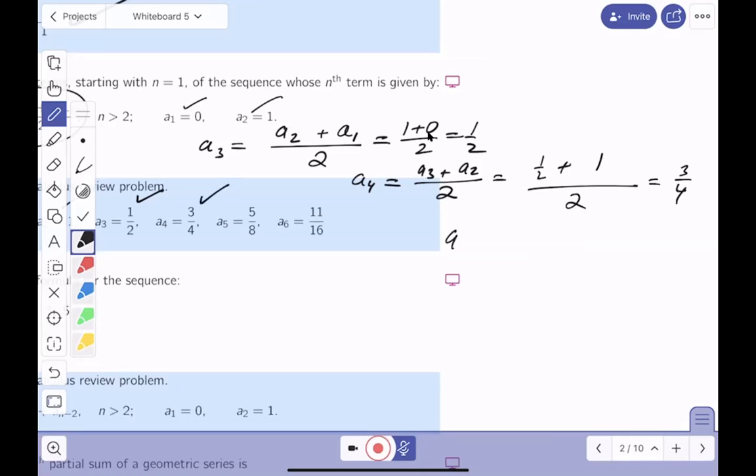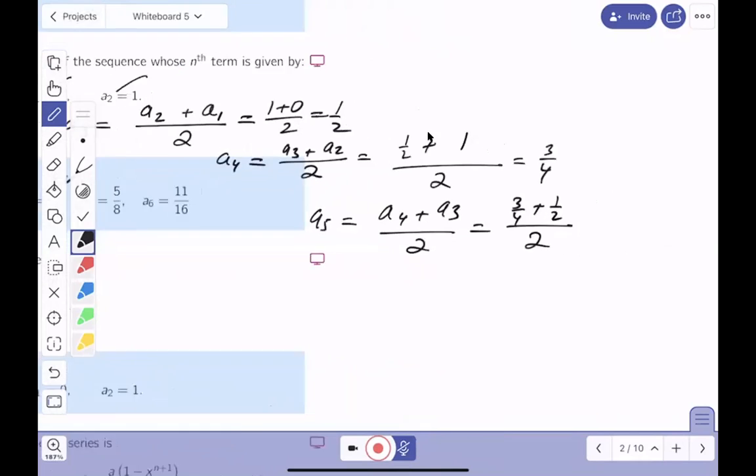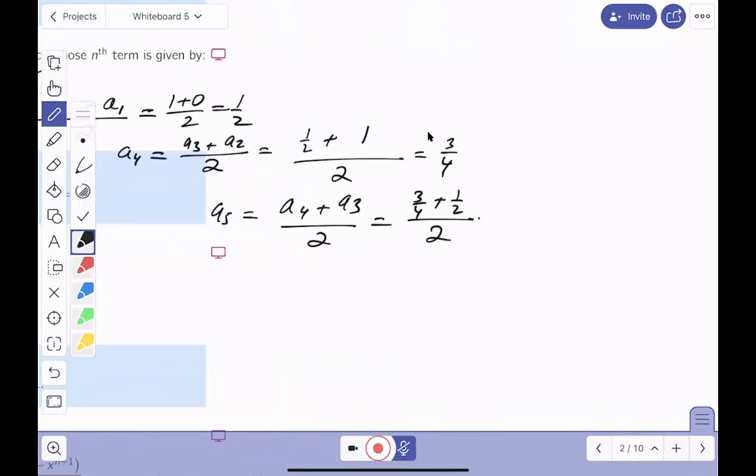All right, let's put down A5. What's A5? A4 plus A3 over 2. Do I know A4? Yep, it's 3/4. Do I know A3? 1/2, right? Over 2. Well, let's see if we can do that. It's a little more difficult. I can multiply top and bottom by 4. I get 8, 3 plus 2, 5/8.